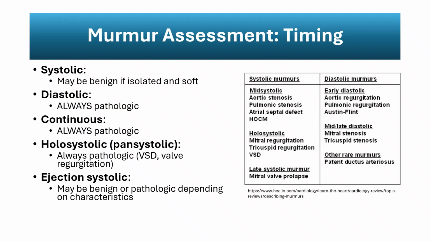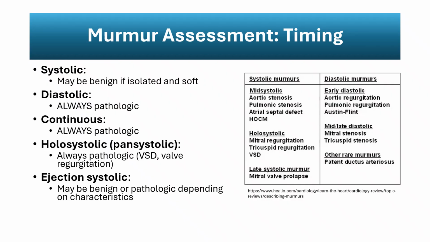A hollow systolic or pansystolic murmur begins with S1 and extends through to S2 without a break. This is always pathologic and most often reflects a ventricular septal defect or significant regurgitation across the mitral or tricuspid valves. Ejection systolic murmurs deserve special attention. They begin after S1, crescendo, and then decrescendo before S2.